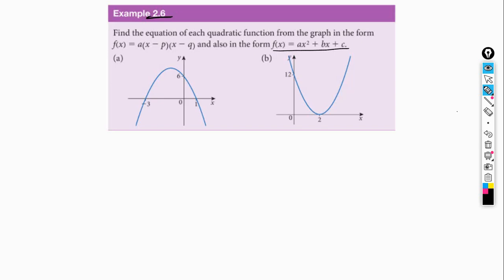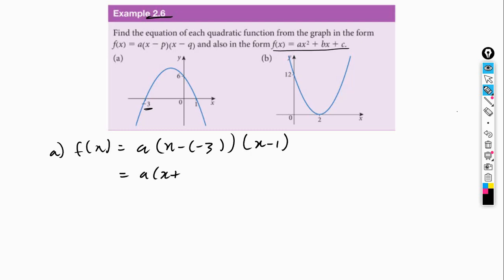So let's take a look at a. f of x is going to be of the form a times (x minus p). So notice that x minus 3 for p, grabbing this root or 0, times (x minus 1). Therefore, this is equal to a times (x plus 3) times (x minus 1). So all we need to do now is find the value of a. But to do that, we can use this point here, the y-intercept. Notice that the y-intercept for this graph is (0, 6).